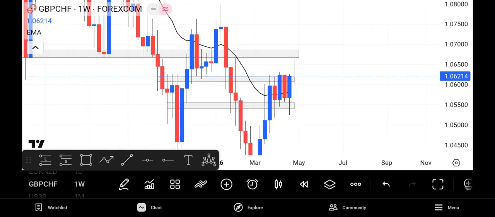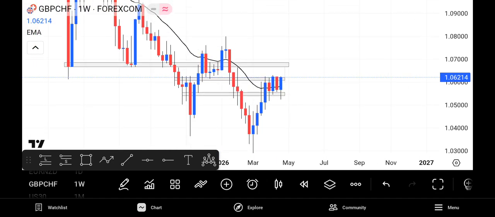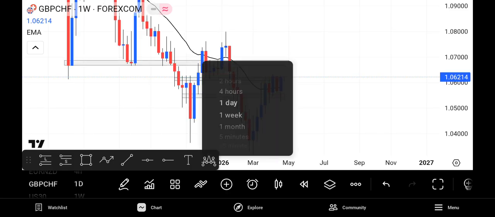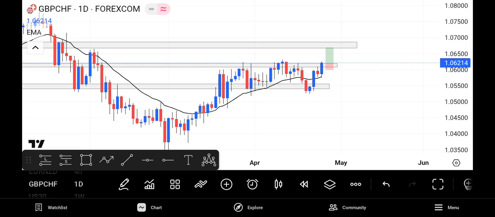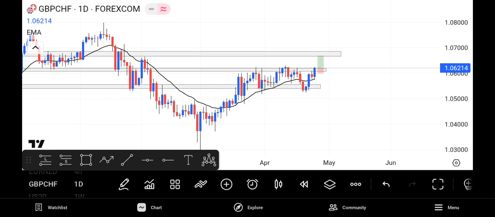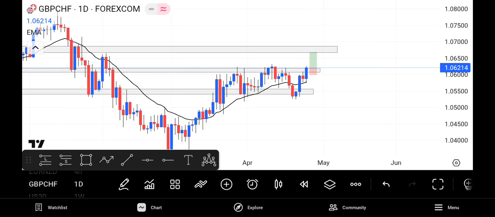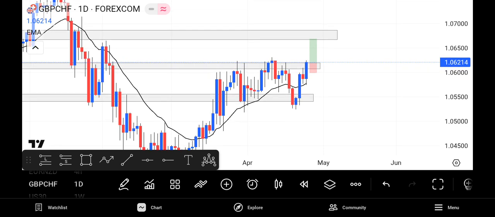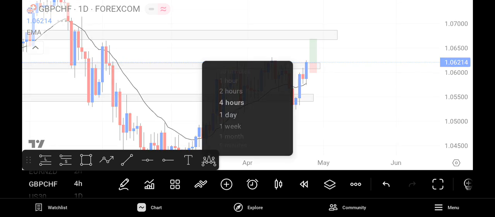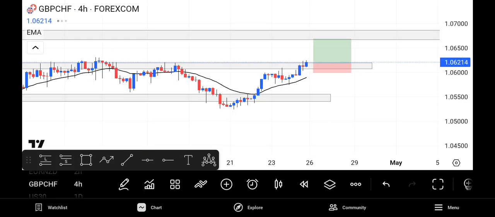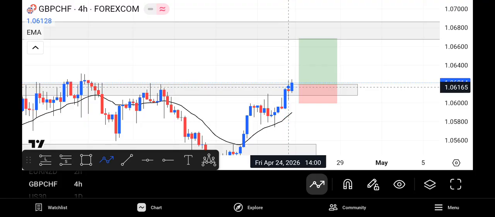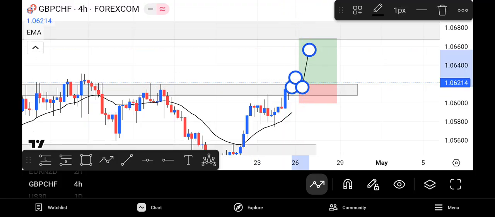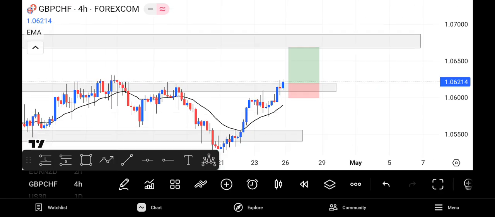You can see GBP CHF is currently bearish on the weekly time frame. So we'll go to the daily time frame of GBP CHF. We can see the daily time frame of GBP CHF is bullish. The 4 hour time frame is also bullish. So we will need the market to give us something like this, go back, and then we buy this market to the upside. That's all about GBP CHF.